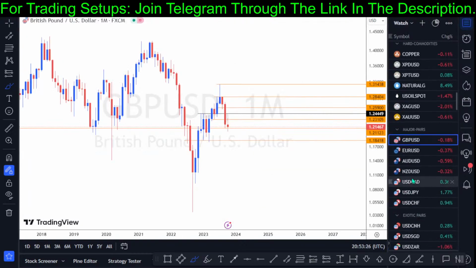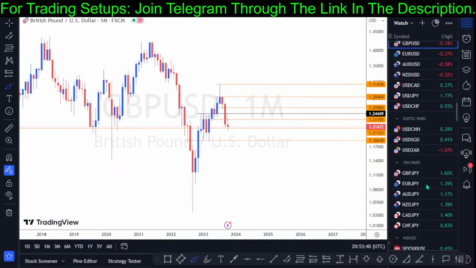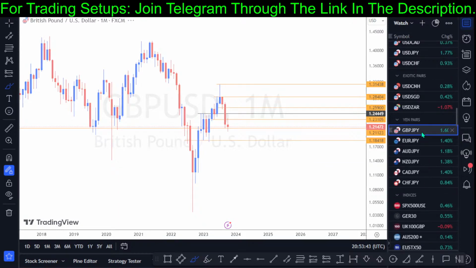A lot of people want analysis on gold. Next on the list is JPY, that is, British pound sterling paired against the Japanese yen. So let's check GBP paired against the Japanese yen.